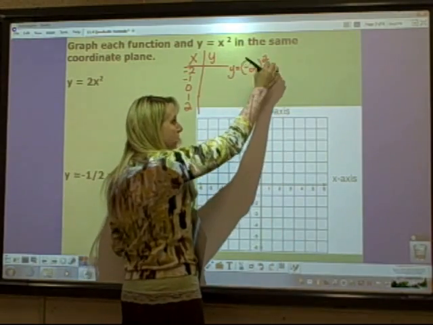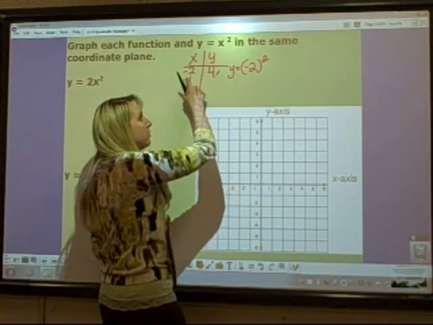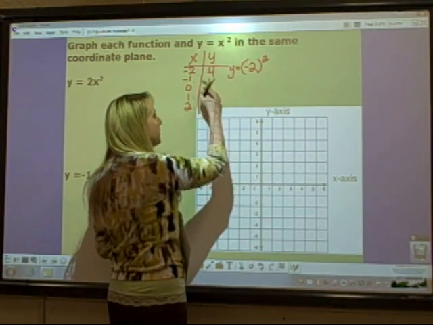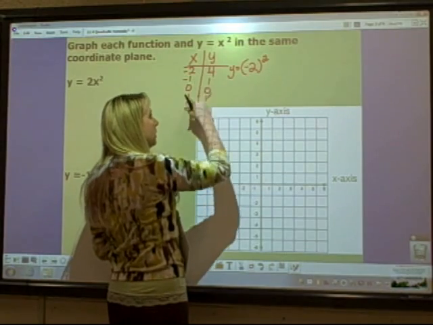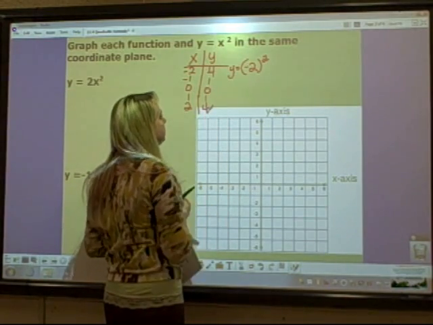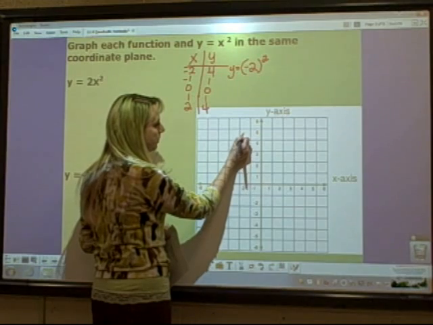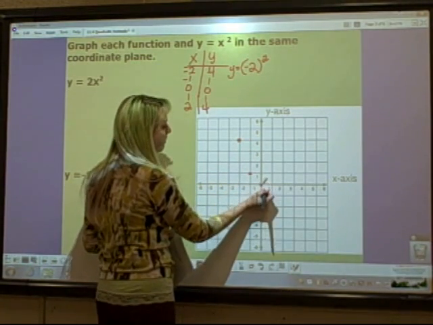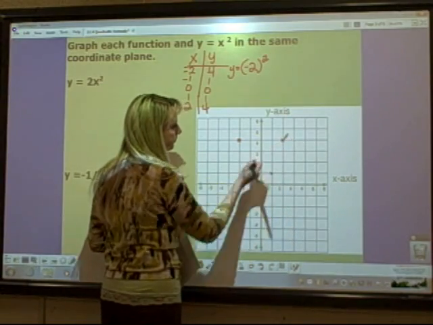So -2 times -2 is a +4. Then I put in -1. -1 quantity squared would be 1. 0 squared would be 0. 1 squared would be 1. And 2 squared would be 4. So we can graph that. -2, 4. -1, 1, 0, 0, 1, 1, and 2, 4.